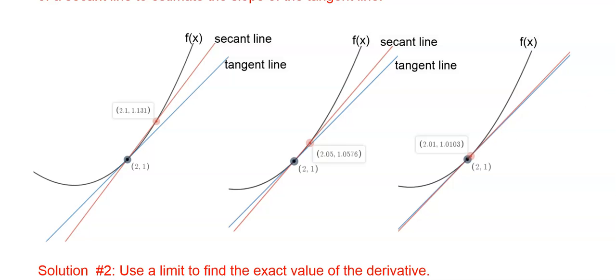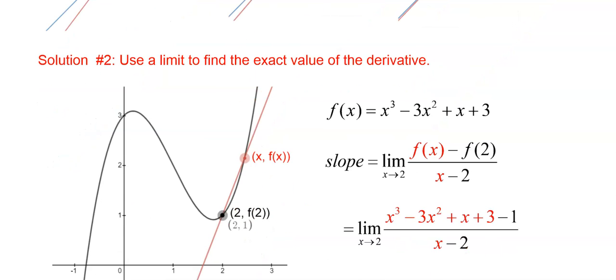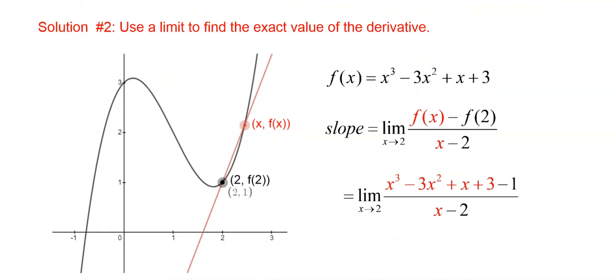But there is a way to find the exact value of the slope, and that's using a limit. So a limit allows us to actually find the slope using just 1 point. Hypothetically, we say, here's our known point, the point (2,1), but we're going to call it 2, f of 2. In other words, this is the function value when x is 2. And then we're going to pick an unknown point and call it x, f of x. And we're going to imagine sliding that unknown point closer to the known point.